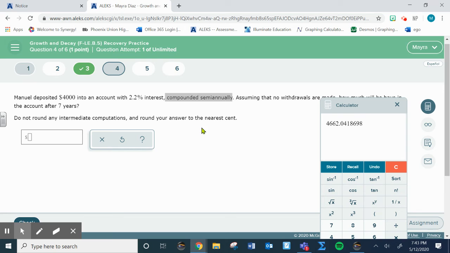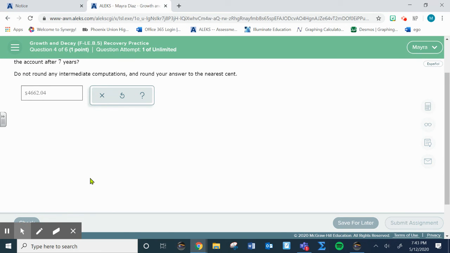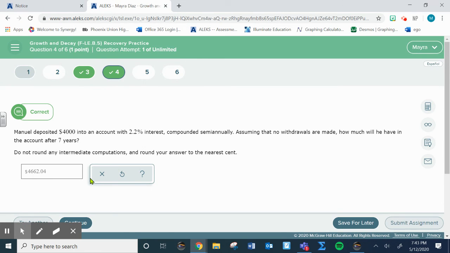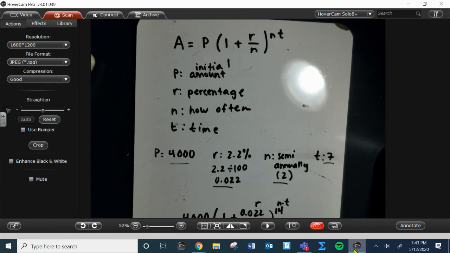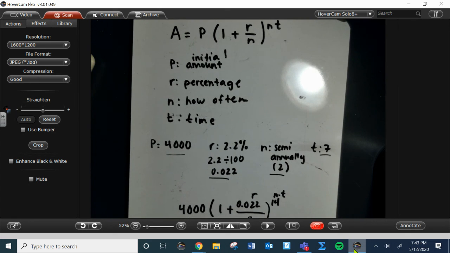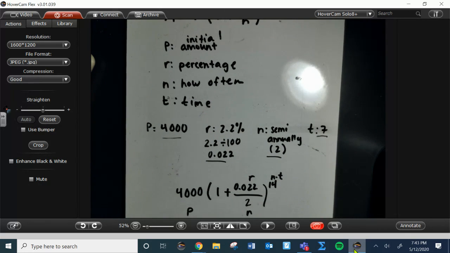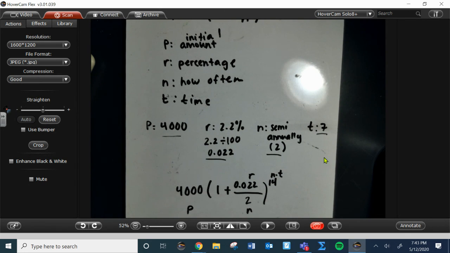Now this problem says to round your answer to the nearest cent, which I believe means 2 numbers after the decimals, like money. Paste that in there. Get that puppy checked out. Boom. There you go. Again, here's that formula with everything plugged in. I hope that makes sense.